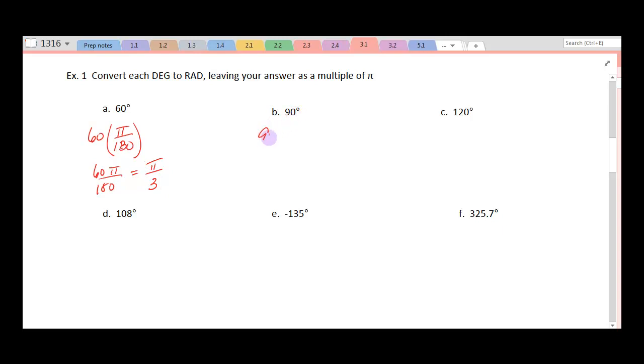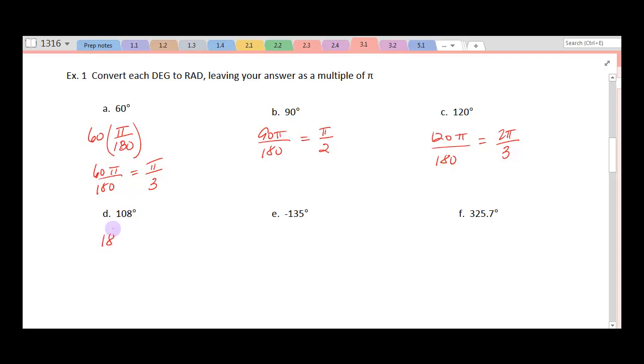This next one, 90, I want to change that into radians, so I would say 90 pi over 180. Well, that just reduces to be 1/2, or pi over 2. All right, and how about this one, 120 pi over 180. When I reduce that fraction, I end up with 2 pi over 3. So you're getting the hang of it? Those are kind of straightforward. These are all angles that we'll be memorizing really soon.